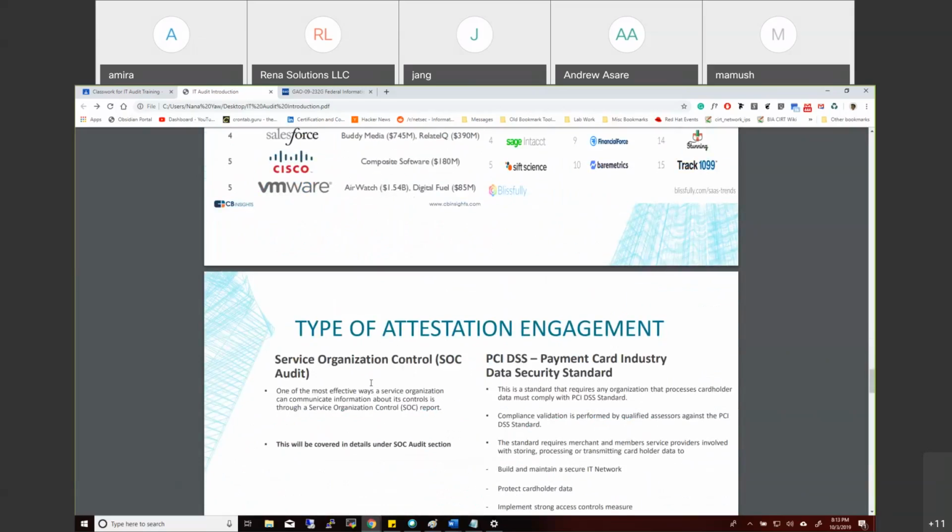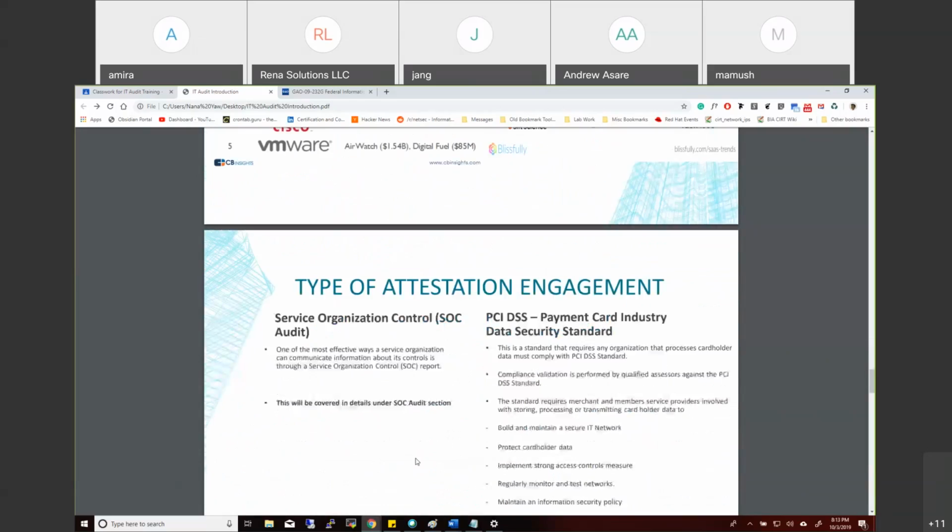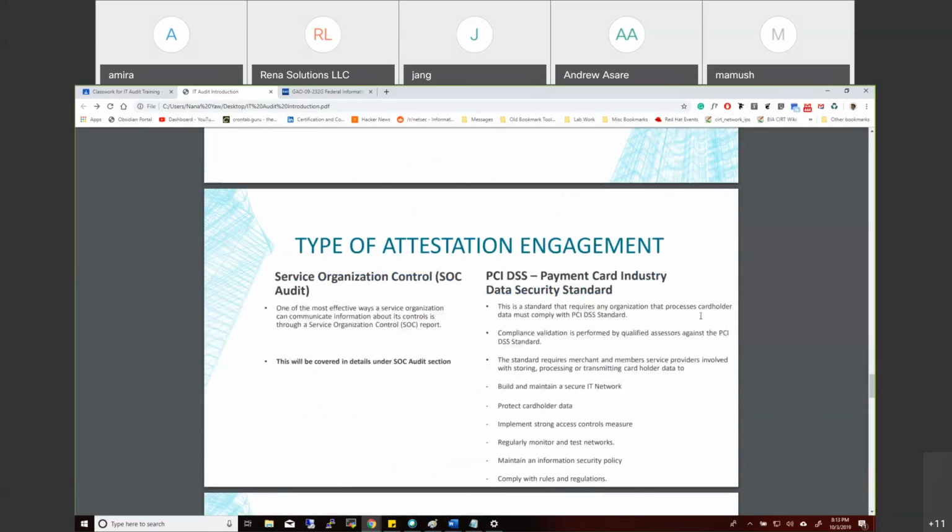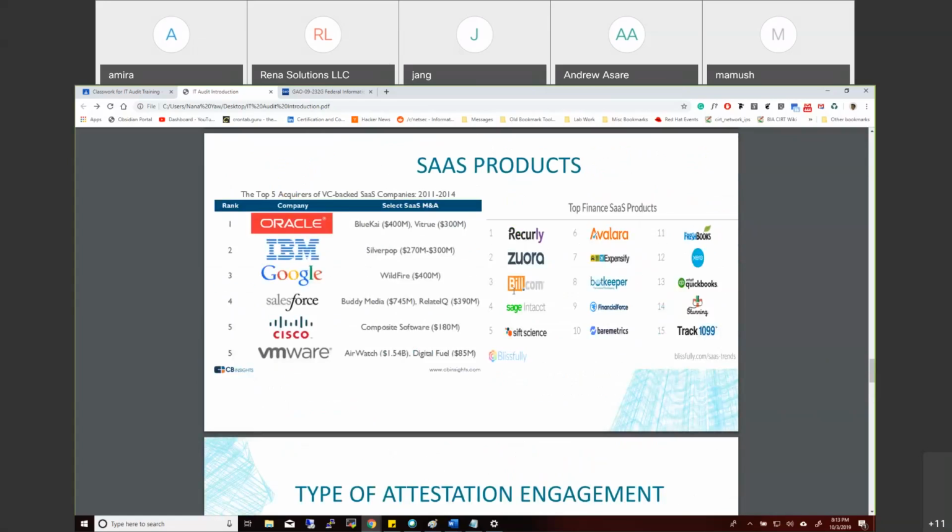And there are two types of attestation engagement. We have what we call a SOC audit, which is a service organization control audit, and then we have what we call PCI DSS. PCI DSS focuses more on companies that process credit card holder data, like credit card companies and things like that. The SOC audit focuses more on companies that provide a software as a service product.